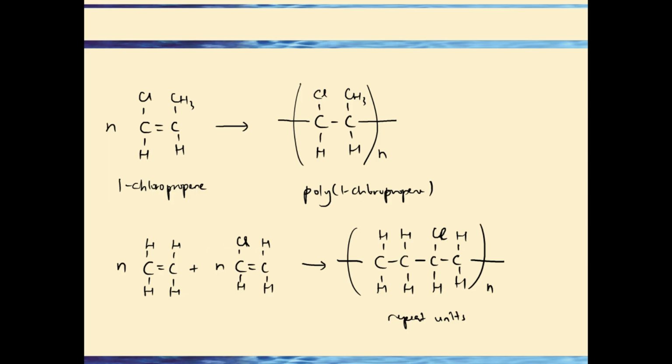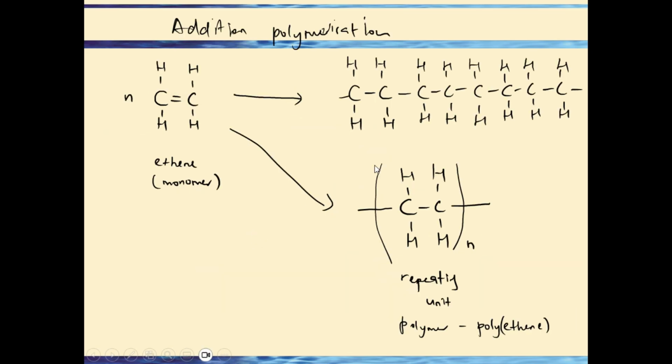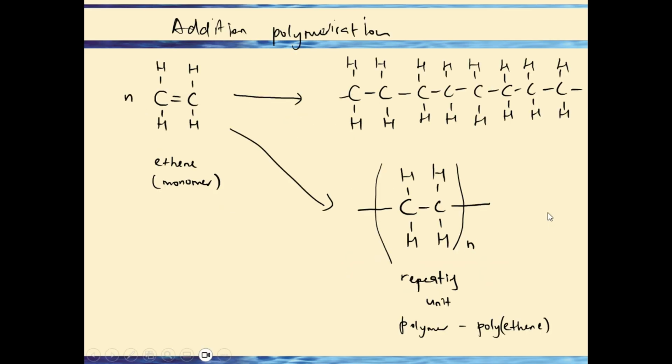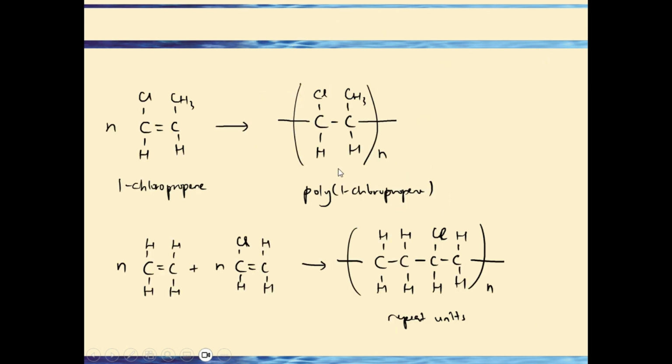For all addition polymerization from the previous one, from ethene to here, and the one using different types of monomers, all the polymers that are formed are no longer alkenes, they are alkanes. See, no more double bond, right? This is an alkane. This is also an alkane, no more double bond. This is also an alkane, no more double bond. So addition polymerization of alkenes will produce alkanes, from unsaturated to saturated.